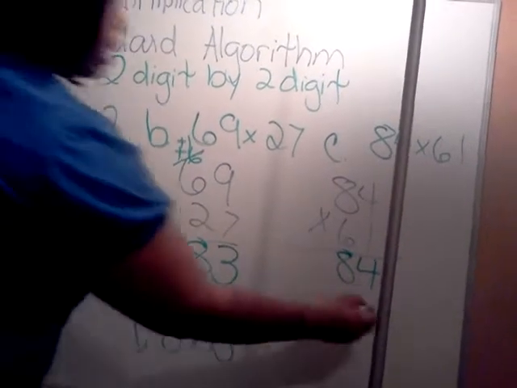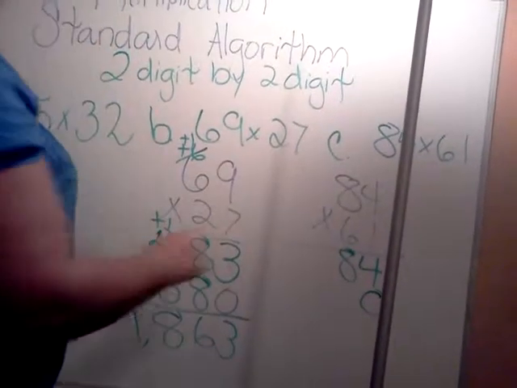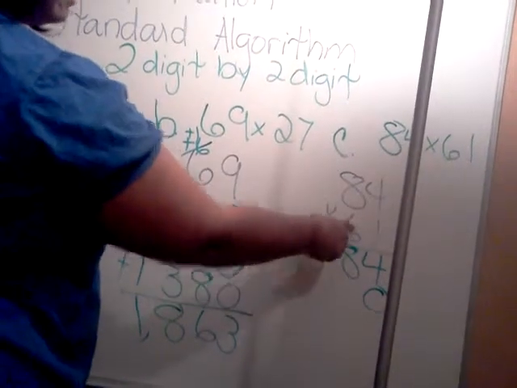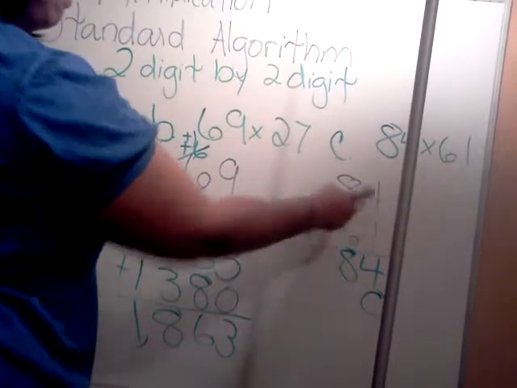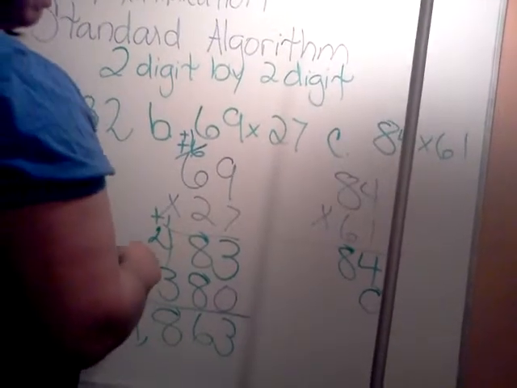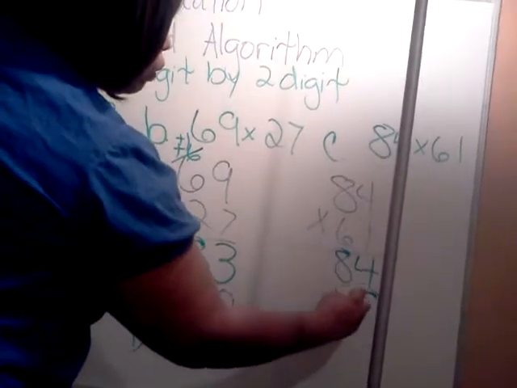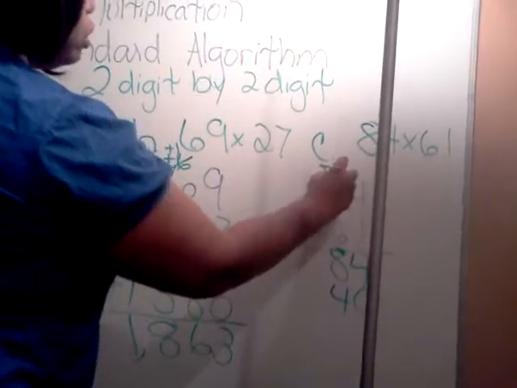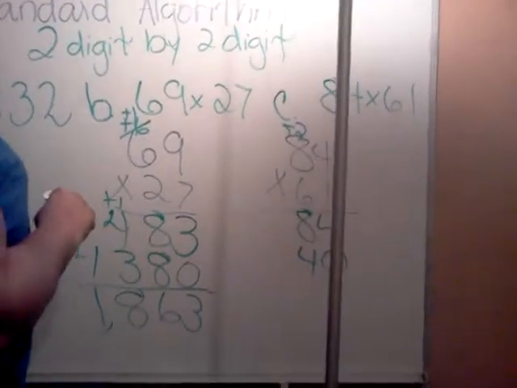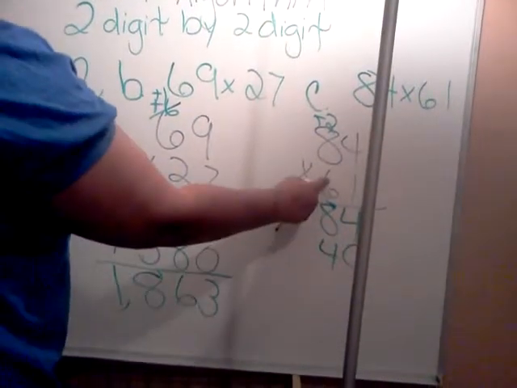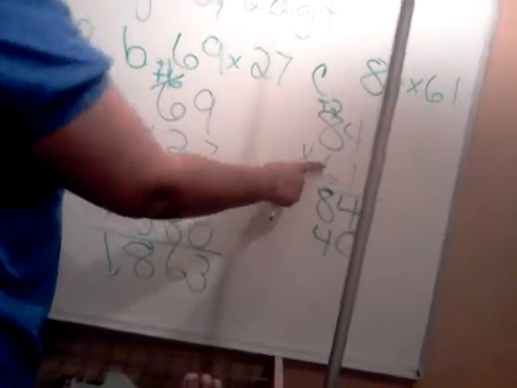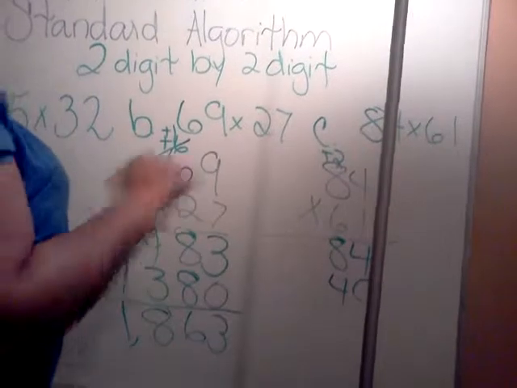We're going to put our placeholder down and do tens times the ones, tens times the tens. The two numbers we're multiplying together are 6 and 4. The product of 6 and 4 is 24. We put our 4 under the tens place, regroup our 2 to the tens place. We just multiplied tens times the ones. Now we're multiplying tens times the tens. We're multiplying 6 times 8. The product is 48. Plus 2 is 50.